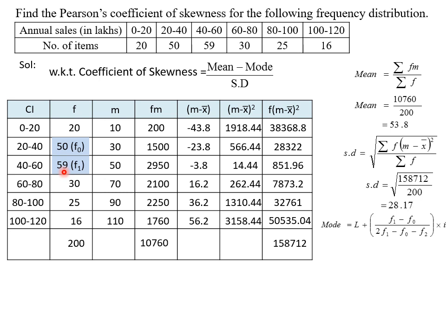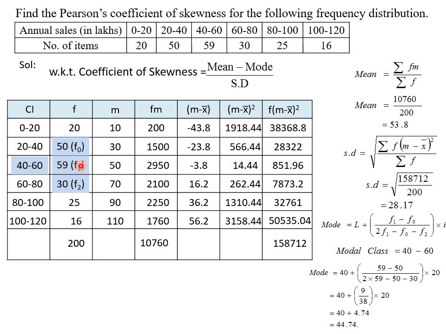So the highest frequency we call F1. Above the highest frequency we call F0. Below F1 we call F2. Okay, then the class interval which corresponds to F1 is called the modal class. Okay, 40 to 60. Now here L represents the lower limit of the modal class. The lower limit of the modal class is what?